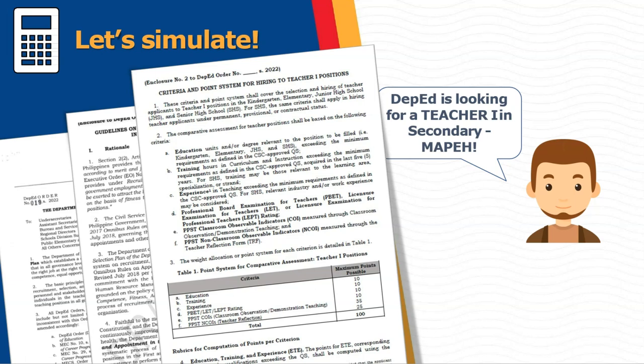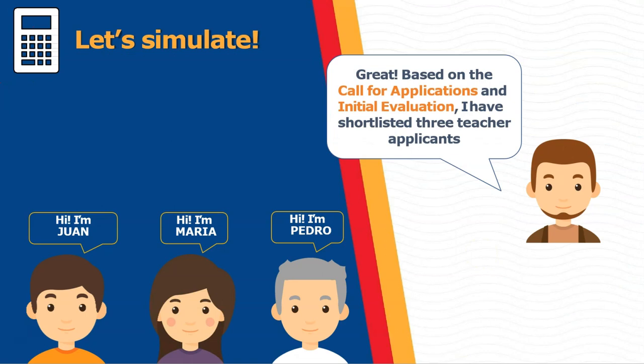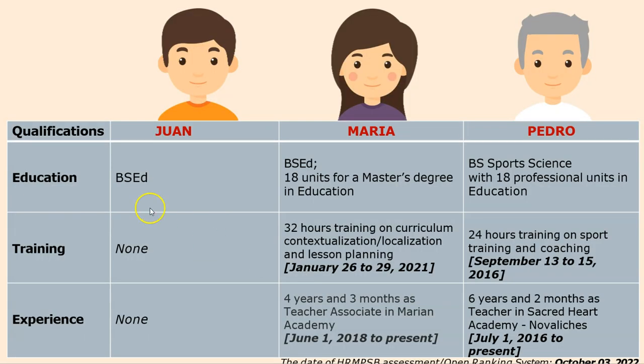For example, we are now hiring and looking for a MAPEH teacher for high school. The qualification standards for the position are on the screen. For education, it should be Bachelor of Secondary Education degree holder or a bachelor's degree plus 18 units in education. No requirement for training and no requirement for experience, and for eligibility, it's RA 1080 for teacher. We have three applicants, Juan, Maria, and Pedro. Juan is a BS Ed graduate. No training and no experience.